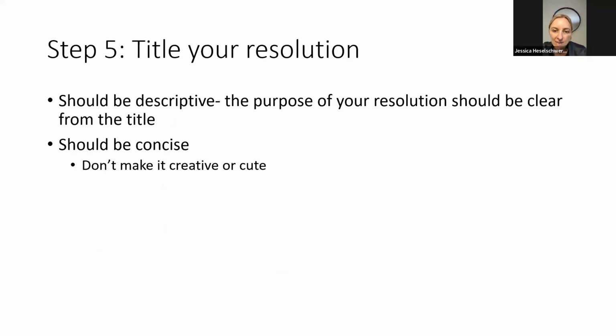And then last step is to title your resolution. You look back at everything you've done so far and figure out what the best, most concise title is that should be just very descriptive. The purpose of the resolution should be really clear from the title. We don't have to make it creative or cute or anything like that. Again, it's not like something we're getting published. It's just a description of what the reader is about to come across.